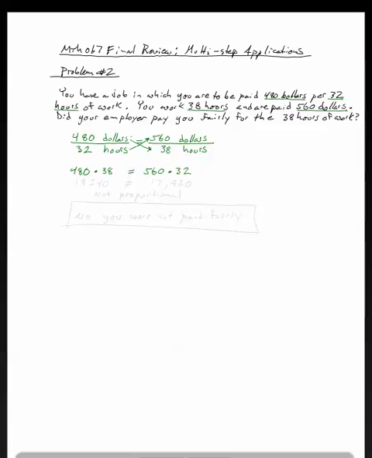When you multiply the 480 by 38, you get 18,240. When you multiply the 560 by 32, you get 17,920. So these two are definitely not equal. So our cross products are not equal.